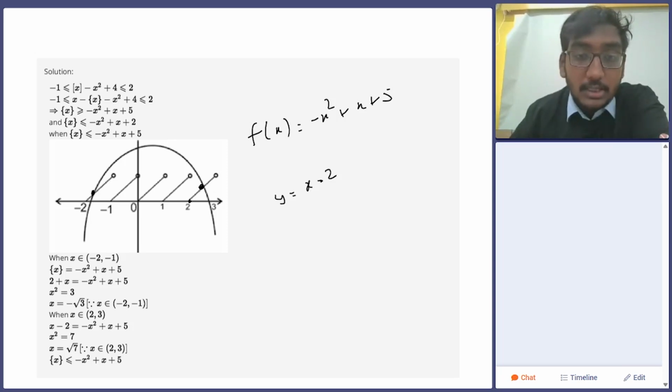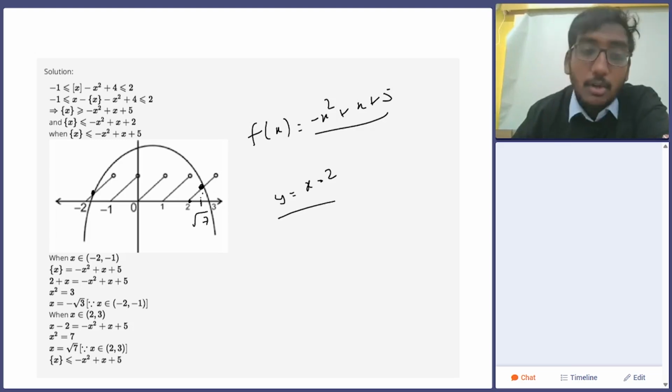If you find the point of intersection, you will get it as what? It will be root 7. It lies between 2 and 3, root 7, okay? You have to solve these two and get the point of intersection. Likewise, if you get the point of intersection of this line with this quadratic, what you will get? It will be minus root 3.